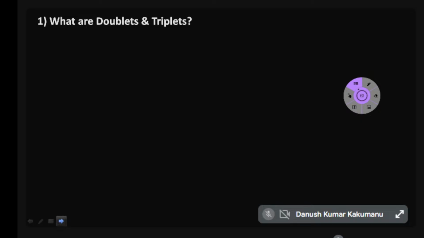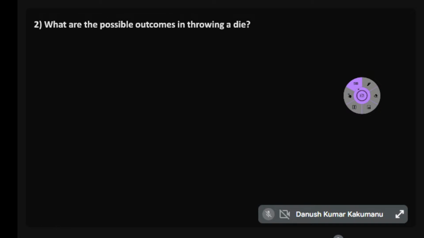Okay. Yeah, this definition is clear to all of you. What are doublets? Triplets. When two dice are thrown, you get doublets. How many doublets are there? Six. Triplets are six, with three dice. That answer you know very well. What are the possible outcomes in throwing a die? This also you know: six.